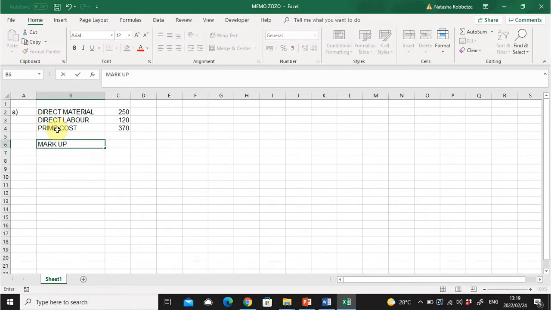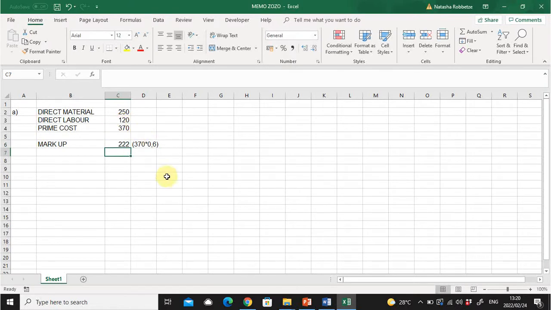And the markup is equal to 60% of the prime cost. So it is then the 370 times 60%. And that gives us a markup of 222 Rand. Our selling price will then be the adding of these two together. So that's 370 plus the 222. And there we have solved the required number A.